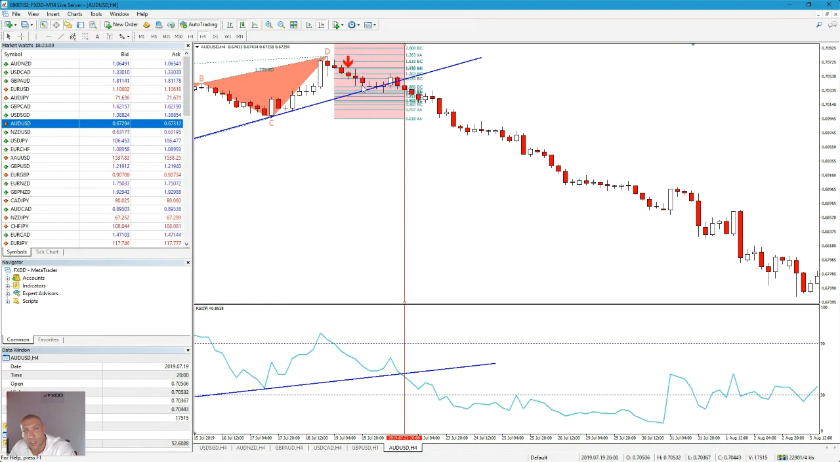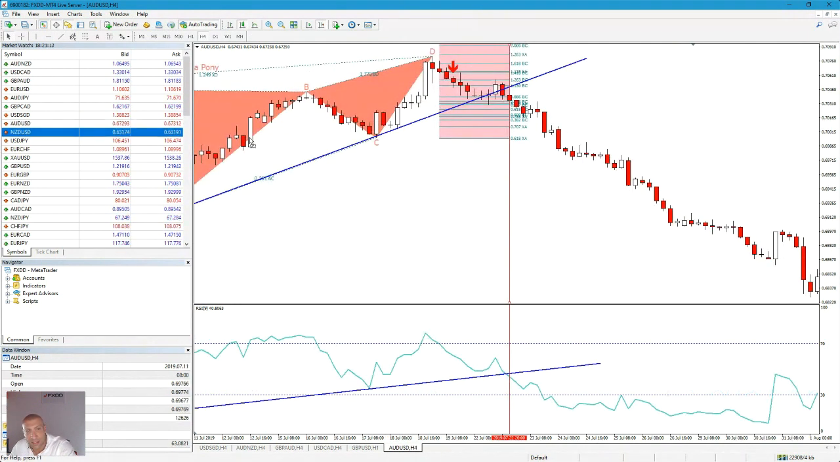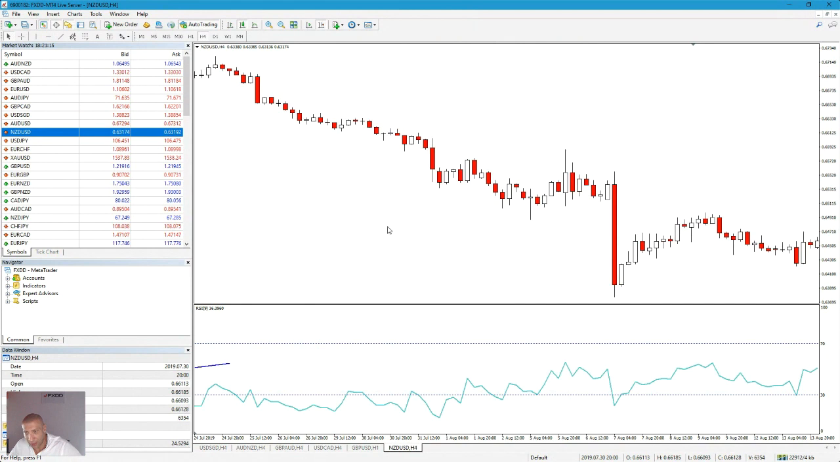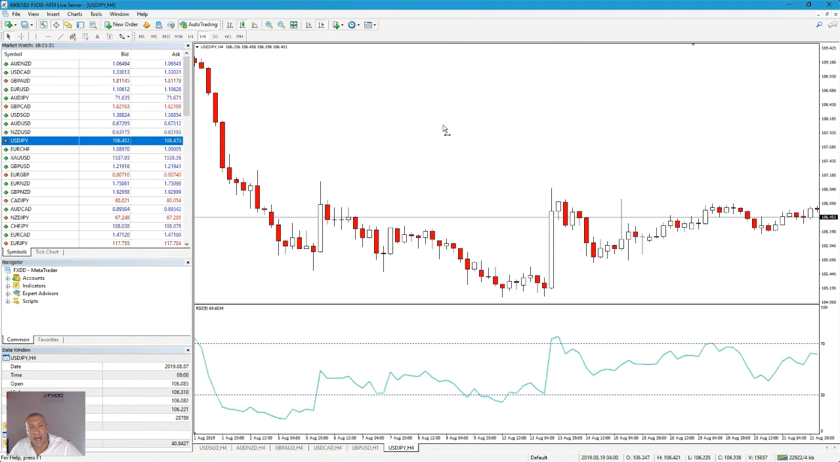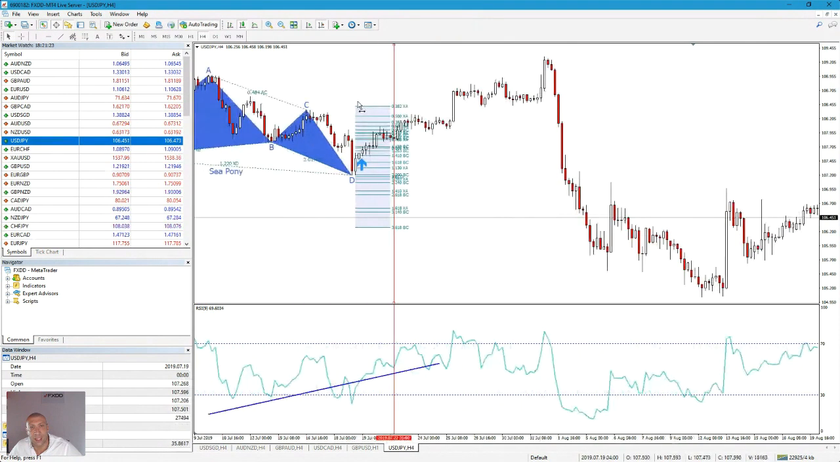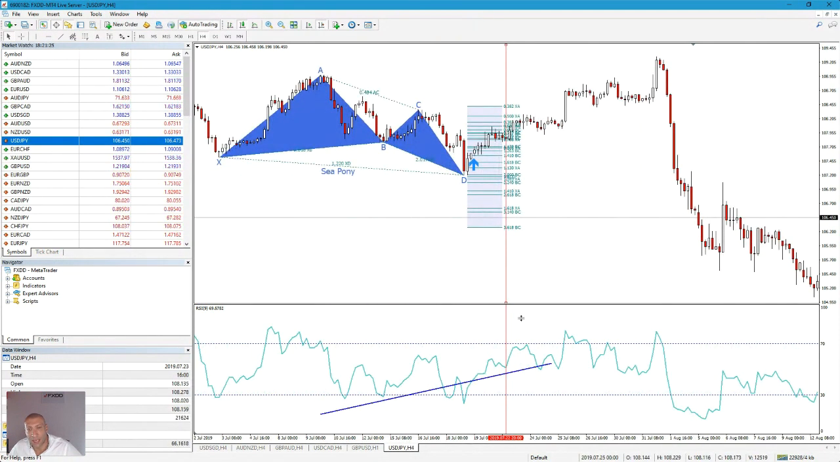The break of this doji could also be the entry here. Let's try to find some more. I usually watch this on the 4-hour time frame because I've noticed that higher time frames are definitely much stronger than lower time frames. Here we have, again, a Cypher, okay?